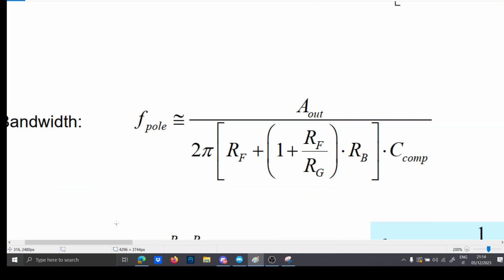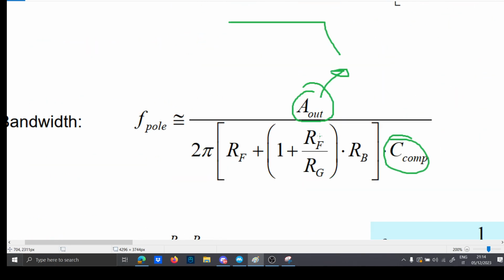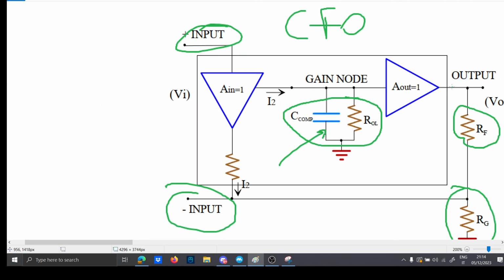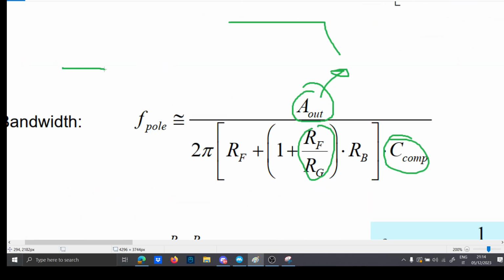The bandwidth is this. A out is the amplification of the op-amp. C comp is the compensation capacitor, which is here, and RF over RG is the ratio between the feedback resistor over the ground resistor. It is basically this resistor here, RG and RF of the classical op-amp.